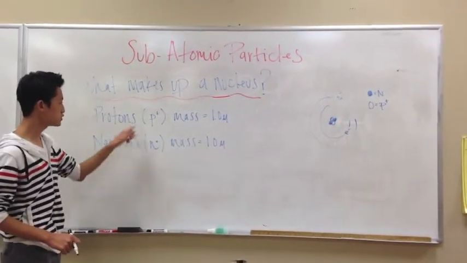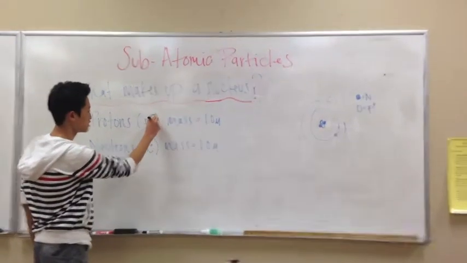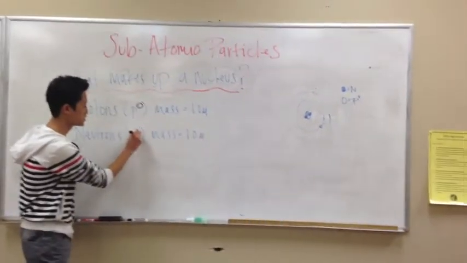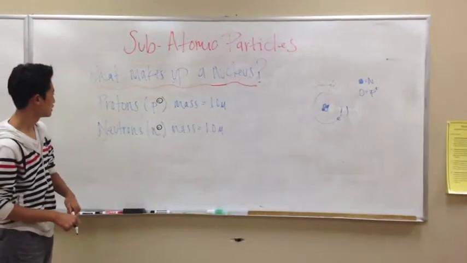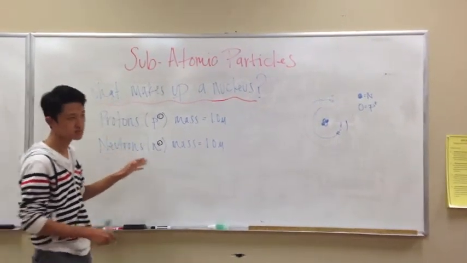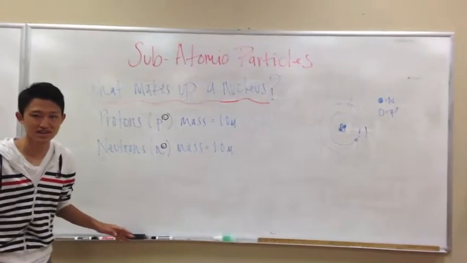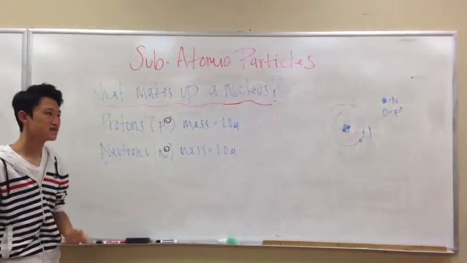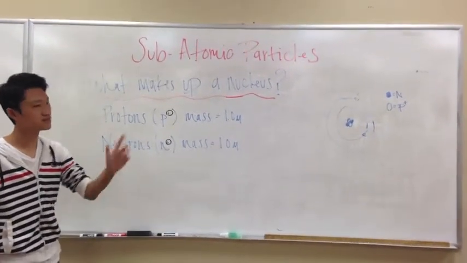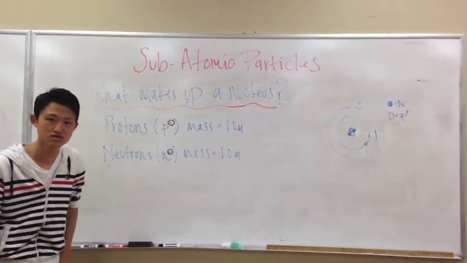So the protons are important because they have a plus charge right here, while neutrons have no charge. And the number of protons is also important because they make up the atomic number in the periodic table. And the neutrons are important because they contribute to the atomic mass. So by looking at the protons and the atomic mass in the periodic table, you can also figure out the amount of neutrons.